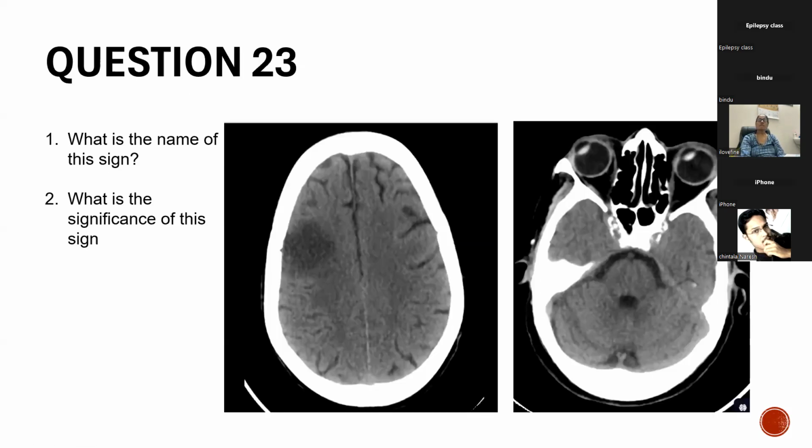Question number 23. What is the name of this sign and what is the significance of this sign? And here you have to see the eyes. The movement of the eyes. Looking at the eyeballs, what is the sign and what is the significance of this sign?